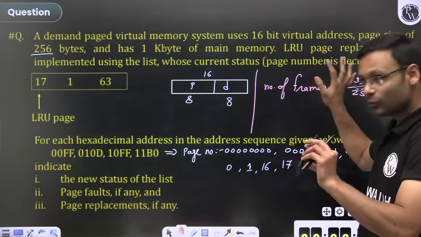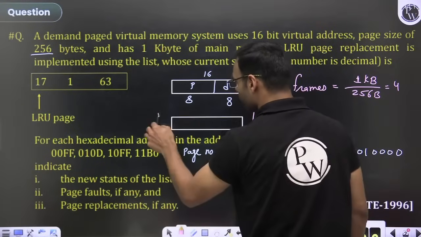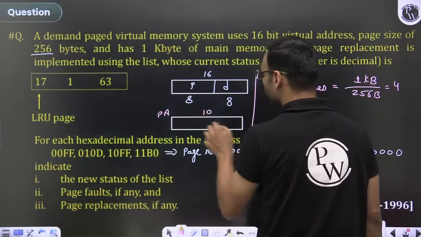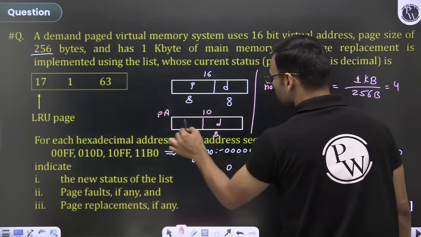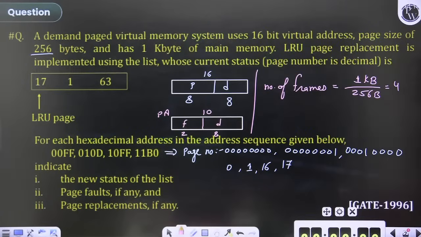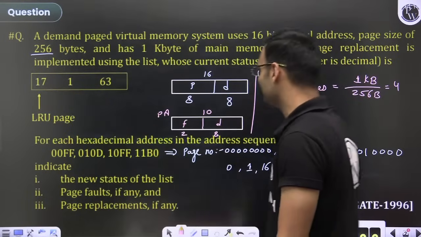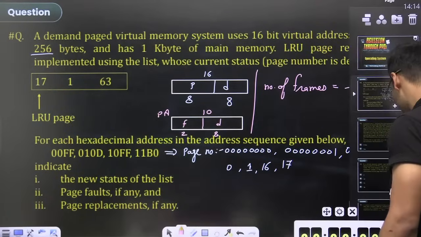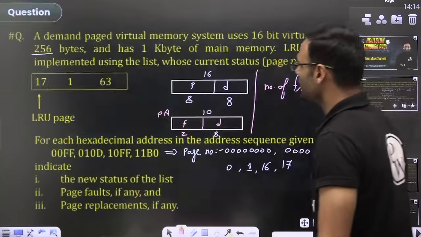If you don't want to go with this one, you can go with the physical address format also. If you go with physical address format, 10-bit format, how? 1 kilobyte main memory, D is 8, so F will be 2 bits. With 2 bits, 4 frames you can have. Now, among 4 frames, 3 already we have, pages 17, 1 and 63. Okay, so what I'll have to do is add a page over here.